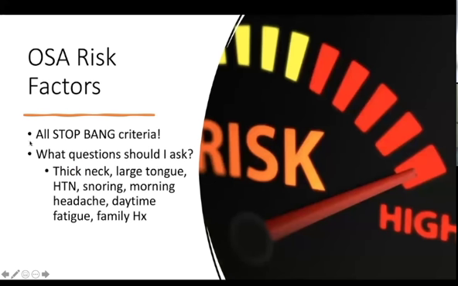OSA risk factors, we've already gone over those, the STOP-BANG criteria. And then these are questions that I just think about. Do they have a thick neck? What's the spacing of their mouth? Do they have a big tongue? Sometimes I'll ask them to stick out their tongue. Do they have hypertension? So these are more objective findings that I look for: thick neck, large tongue, hypertension. These are things that I ask every patient.